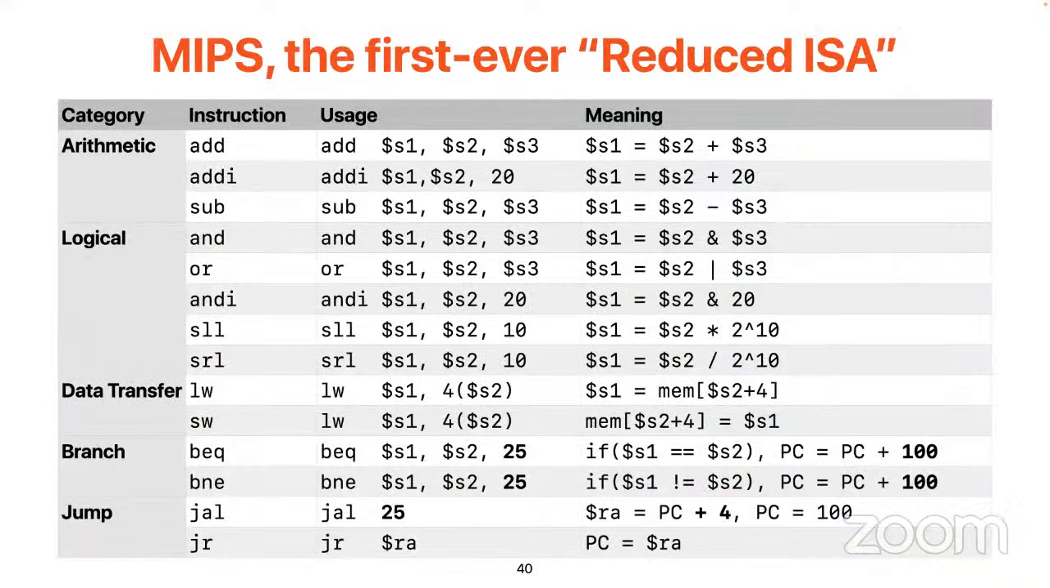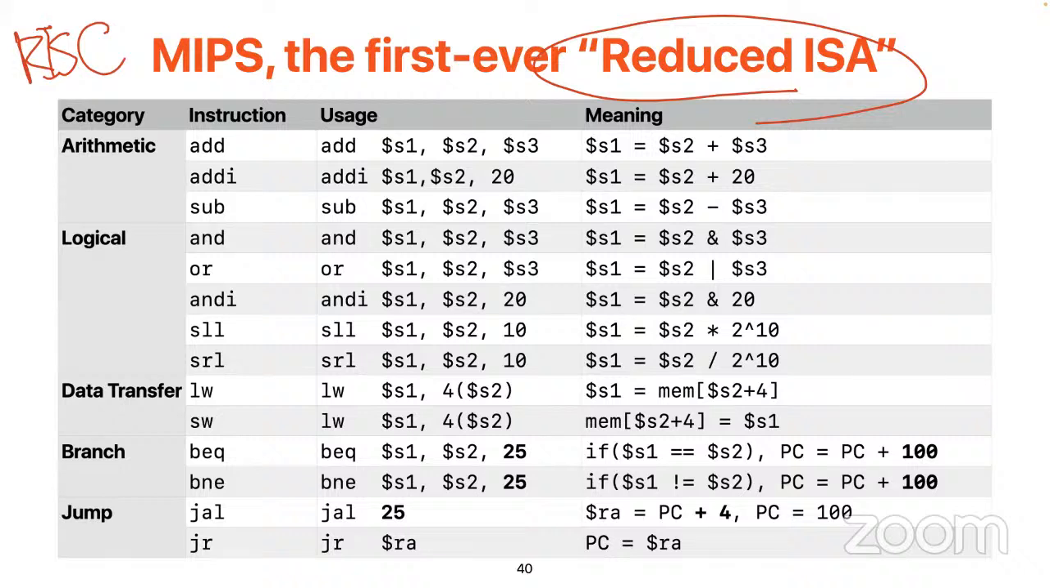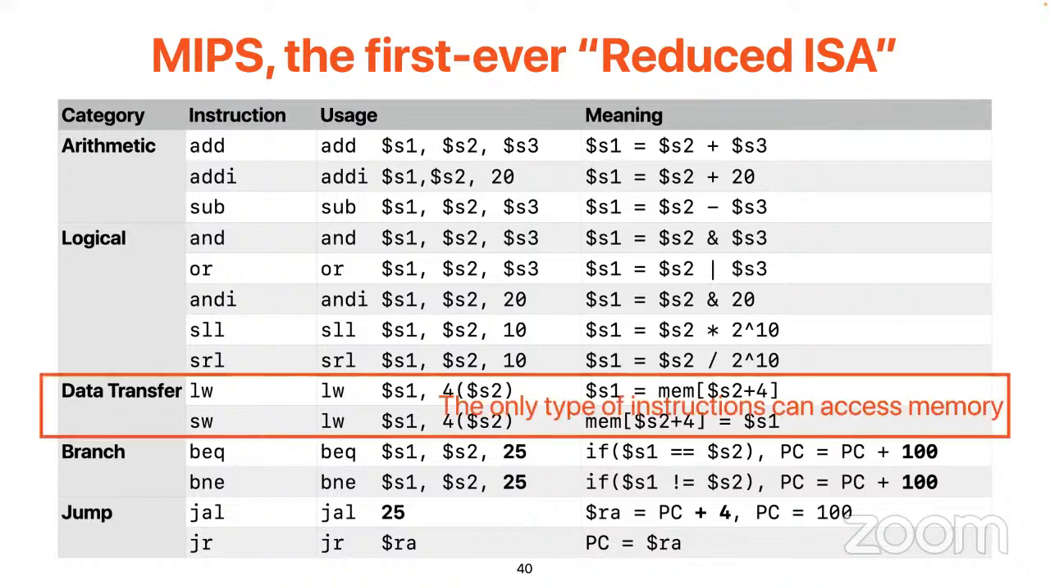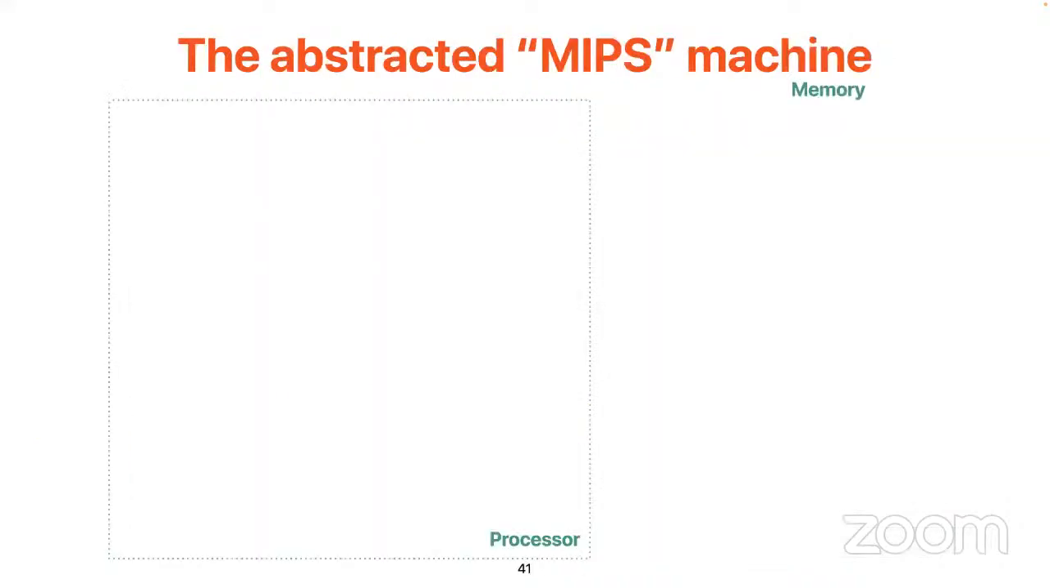So MIPS is actually the very first reduced instruction set computer, which we call RISC. And the inventor of MIPS is indeed the author of the textbook. So that's why they use MIPS as the example in their book. And the load store instructions are the only type of instructions in MIPS to access the memory.